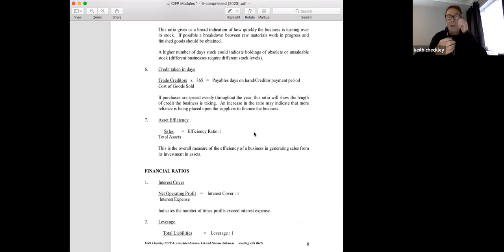So this time it's how much credit they're taking in days. So it's the creditor payment days, or if you prefer the American, payable days on hand. And this calculation is to look for the trade creditors. You have to be careful here, make sure it's the trading creditors, because there might be others that are not trading creditors. And the recommendation is we divide that not by sales, but by cost of goods sold.